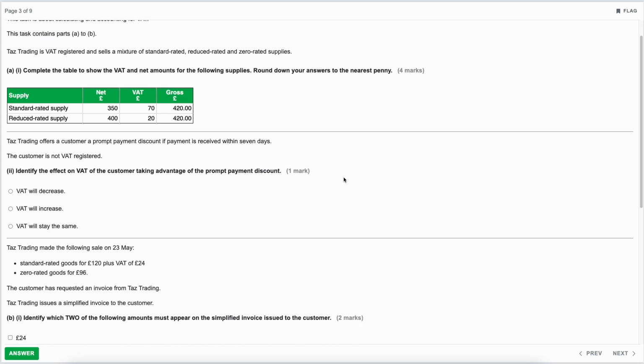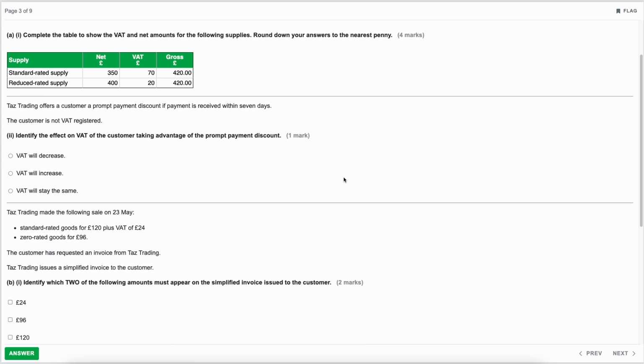Okay, let's move down. So Tas Trading offers a customer a prompt payment discount if payment is received within 7 days. The customer is not VAT registered. Part 2 of this question then, identify the effect on VAT of the customer taking advantage of the prompt payment discount. So this is from Tas Trading's perspective here.